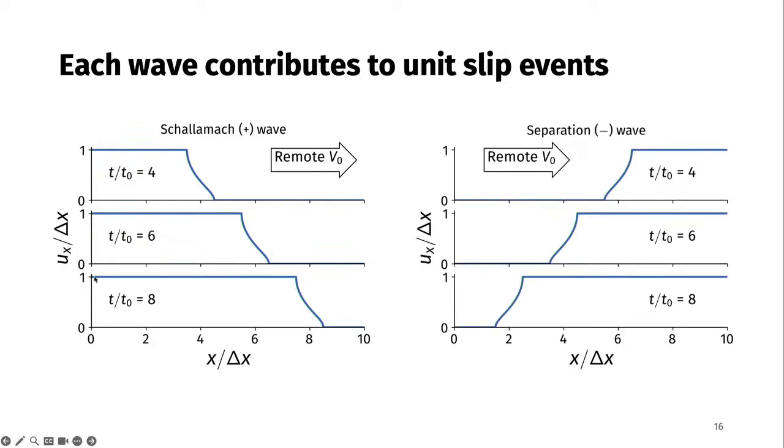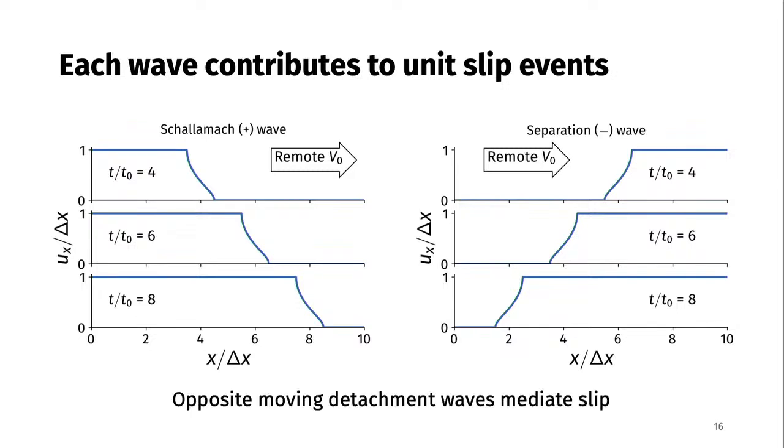And T naught is some non-dimensional time scale. And similarly for the other wave, you get the opposite. Now slip again is positive. Notice that ux by delta x is positive, it's not negative. So it slips in the same direction as V naught, but the slip starts occurring from the right end as opposed to the left end. Okay. So again, these two are symmetric solutions coming from the same elastodynamic model. And the slip occurs only during these wave motions. Otherwise, it remains stationary, as you can see here and here.